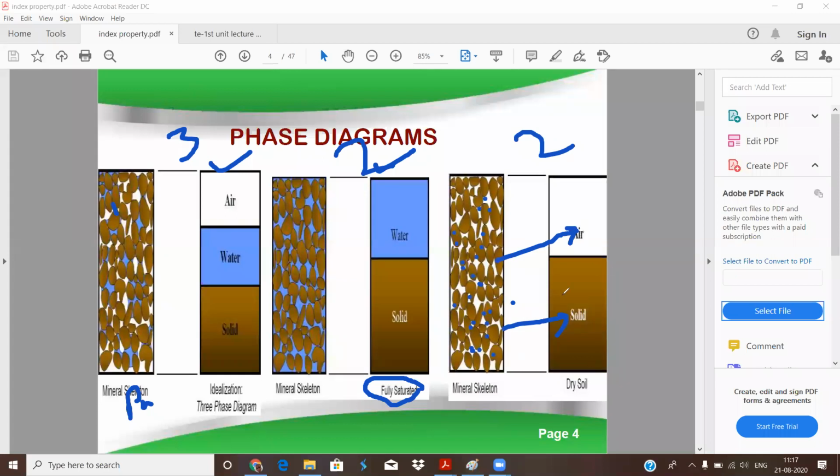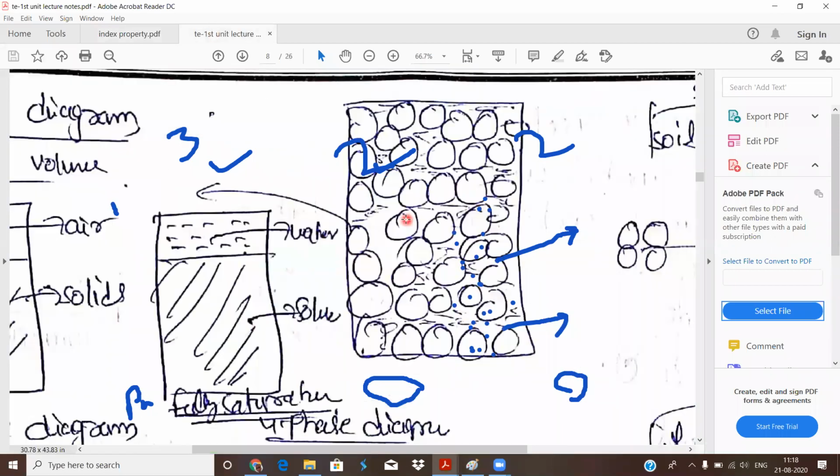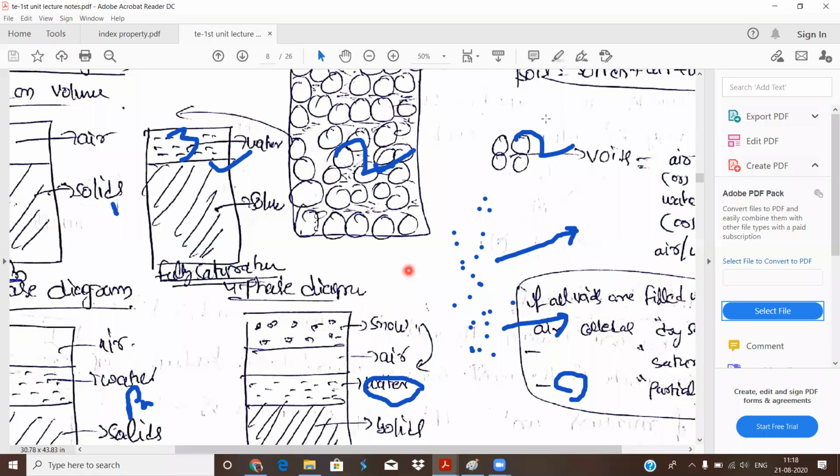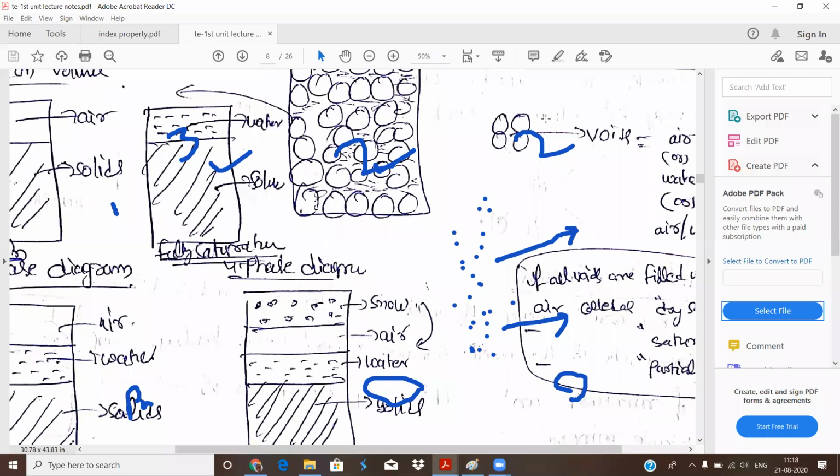So this type of diagram is available in dry soil, purely dry soil. That means the dry condition of the soil. So this is known as three phase diagram, two phase diagram, and two phase diagram. Three phase diagram is available in partially saturated soil, two phase diagram for fully saturated soil, and dry soil also has a two phase diagram. Another, four phase diagram, is also available, but it is a very rare condition.